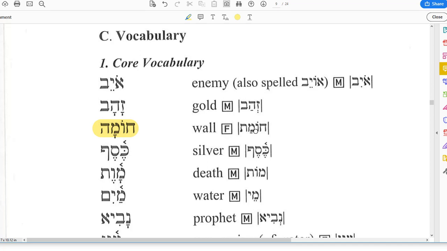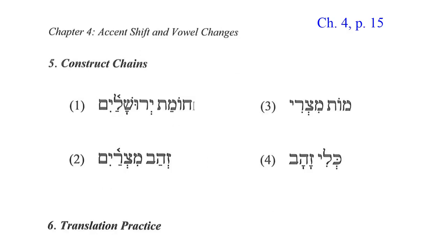The feminine construct is not covered in the textbook until chapter 12, but it looks different. Notice that the hey at the end is gone, and instead it's replaced by a tav. Then the vowel changes from a kametz to a patach. So over here we have the construct form of the noun choma, and that means wall.